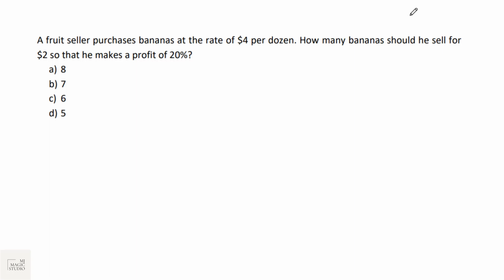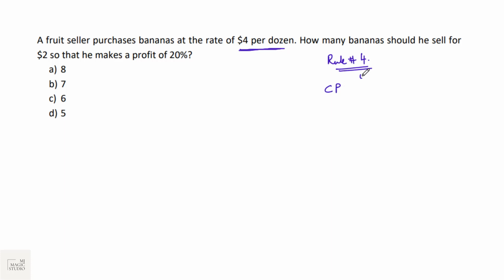A classic take from profit and loss. A fruit seller purchases bananas at the rate of $4 per dozen. How many bananas should he sell for $2 so that he makes a profit of 20%? We can very easily use our rule 4. Rule 4 you will find in masterclass of profit and loss. Link is there in the description. What does this rule say?